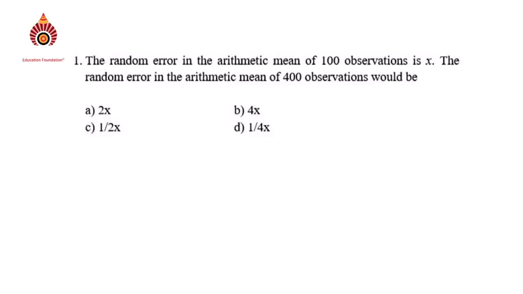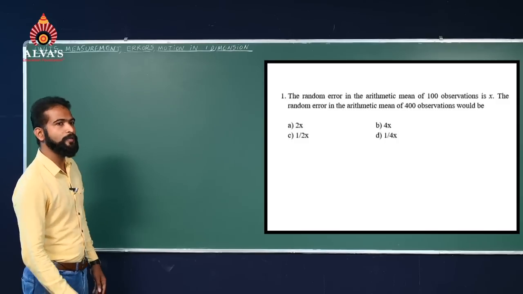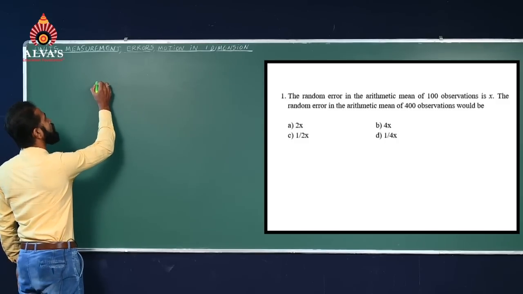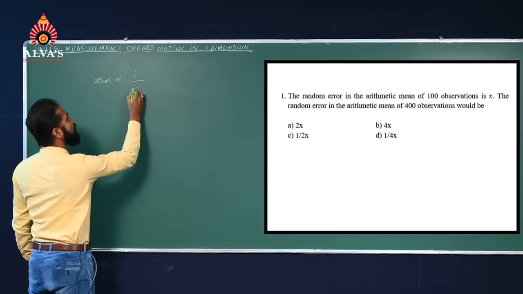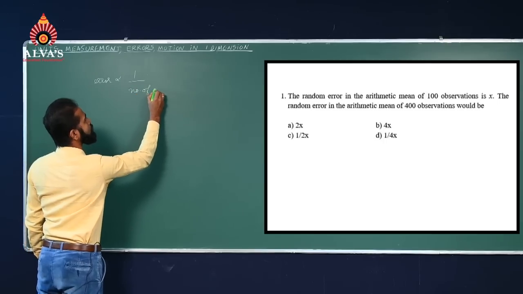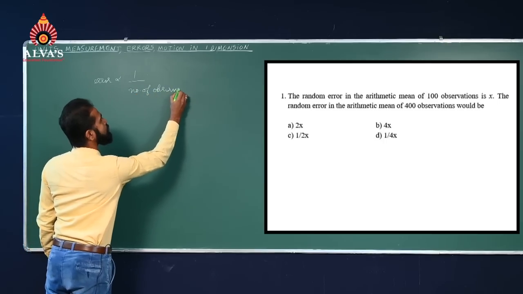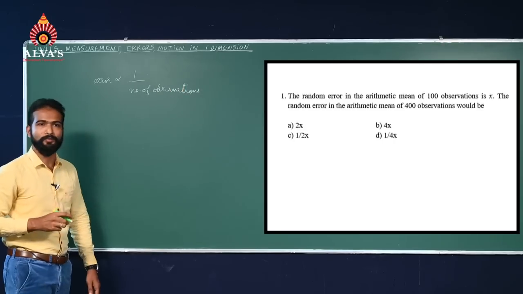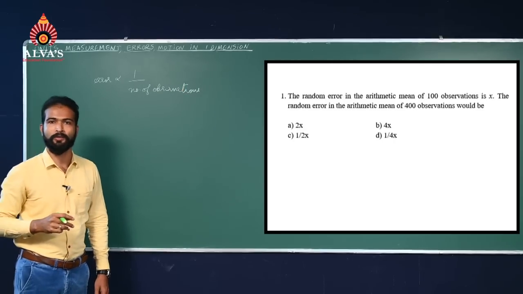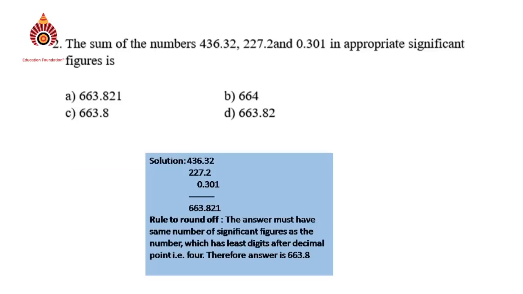The random error in the arithmetic mean of 100 observations is x. The random error in the arithmetic mean of 400 observations would be. So the random errors are always inversely proportional to the number of observations. So the more the number of observations, the less will be the errors. Hence our answer becomes option D. Moving on to the next question.